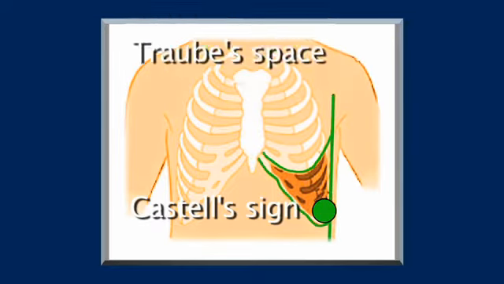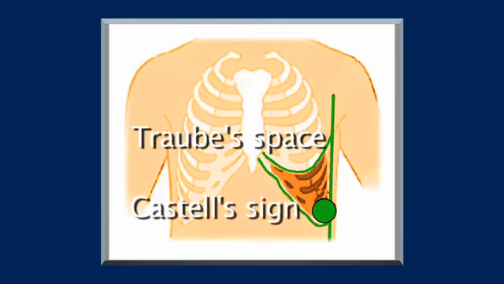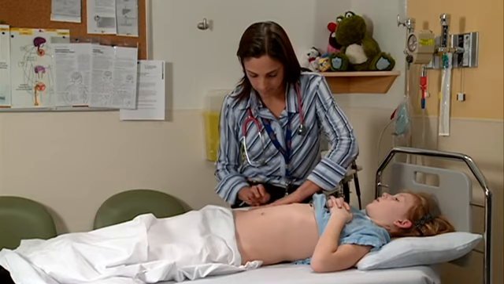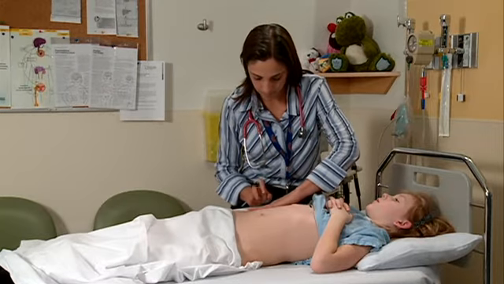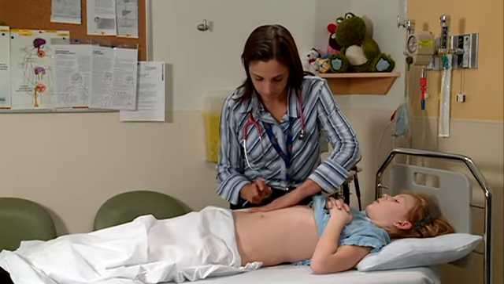Alternatively, one can percuss within Traub's space. This is the triangular area between the left sixth rib, left mid-axillary line, and left costal margin. Dullness to percussion in this area may indicate splenomegaly, though this can be falsely positive after a meal. Percussion can also be used to determine the presence of ascites using 2 different methods.